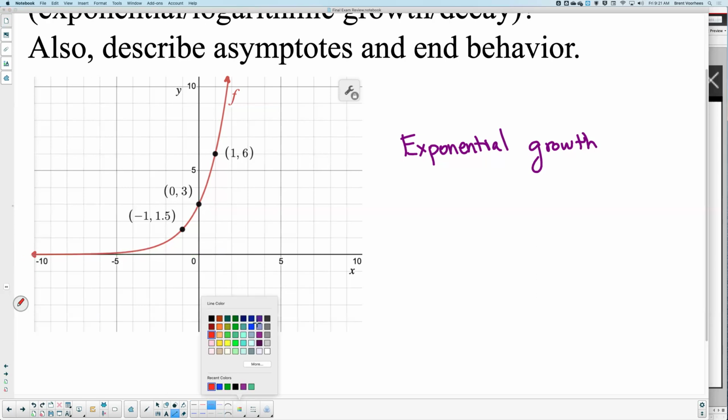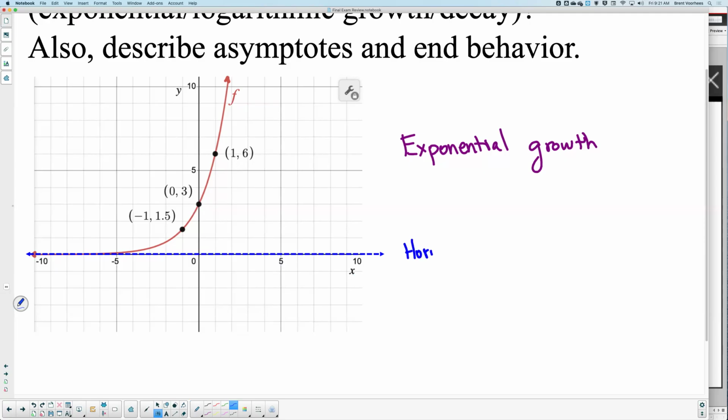How about this one? Let me just change colors. This graph right here is approaching a horizontal asymptote. Horizontal means left and right. So this is a horizontal asymptote the graph is approaching, and the reason it's approaching a horizontal asymptote is it's going to a numerical value. That is a horizontal asymptote because it's left and right.